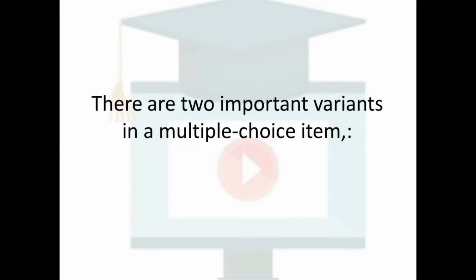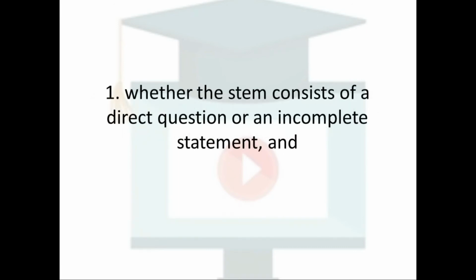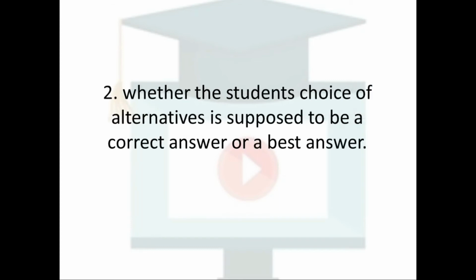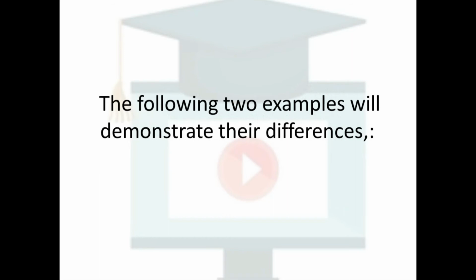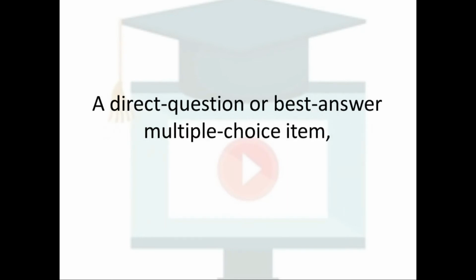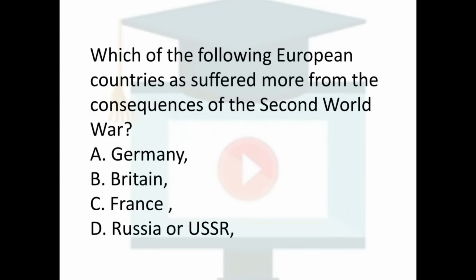There are two important variants in a multiple choice item. 1. Whether the stem consists of a direct question or an incomplete statement. And 2. Whether the student's choice of alternatives is supposed to be a correct answer or a best answer. The following two examples will demonstrate their differences. A direct question or best answer multiple choice item. Which of the following European countries has suffered more from the consequences of the Second World War? A. Germany, B. Britain, C. France, D. Russia.